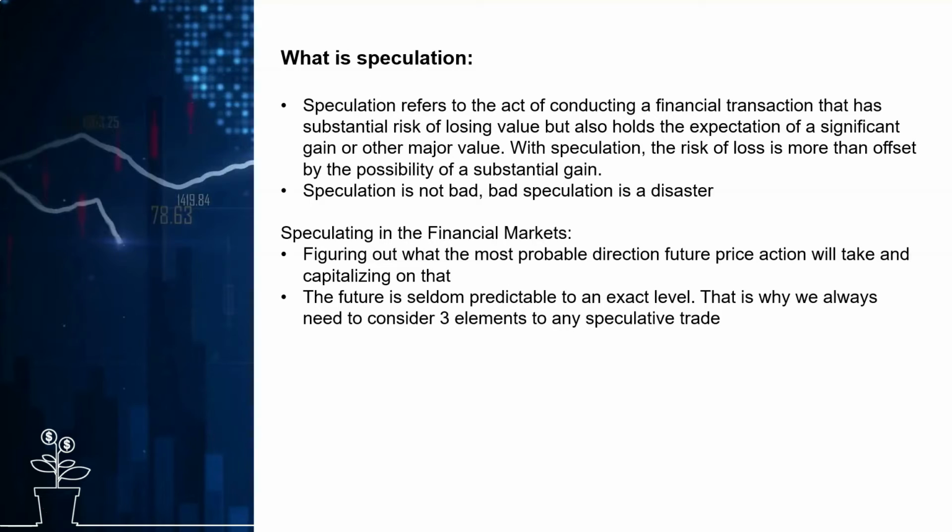The future is seldom predictable to an exact level, and that's why it's never a guarantee. And that is why we always need to consider three elements in any speculative trade. The first element is trade selection. The second element is your timing into the market. And the third element is all around trade management.